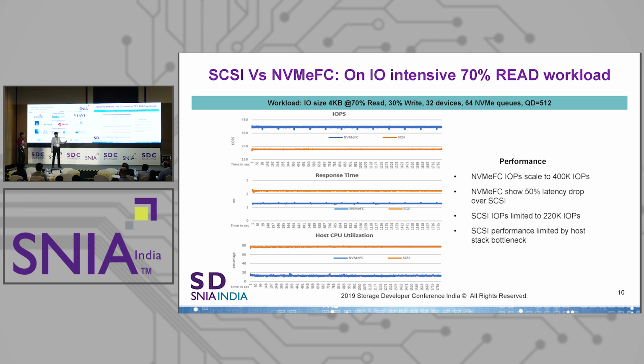So, we use VDBench. It's block storage. We use 4K IO size with 70% read and 30% write. VDBench generates a block workload. It's a tool which generates a workload, and it's a standard tool used by storage vendors for benchmarking.